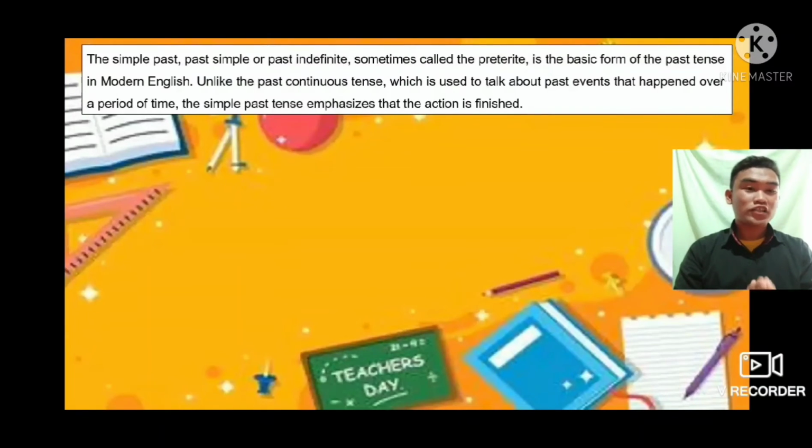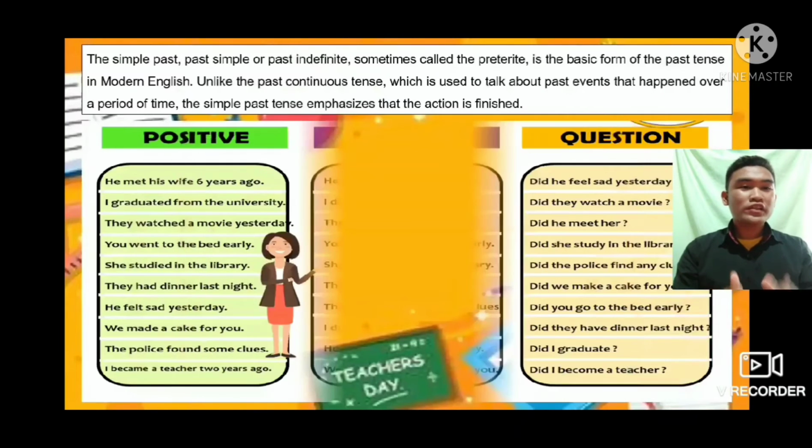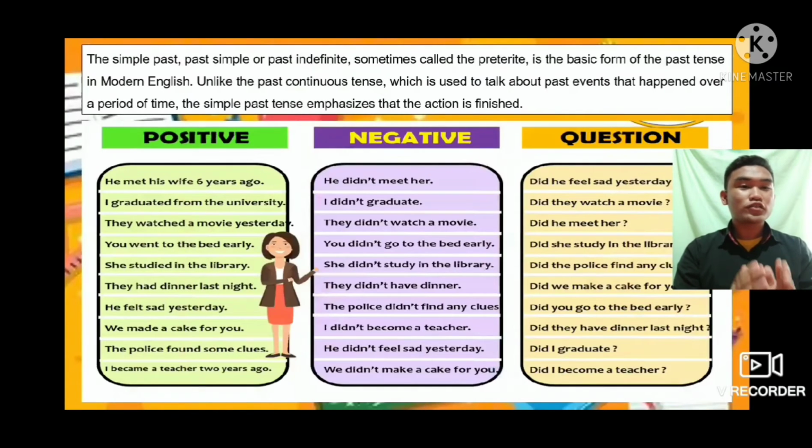So basically, class, the simple past tense tells us that the action is already finished or done. It tells us that the situation in a particular sentence is already done. It is not happening right now, it is not going to happen later on, but it's rather finished.